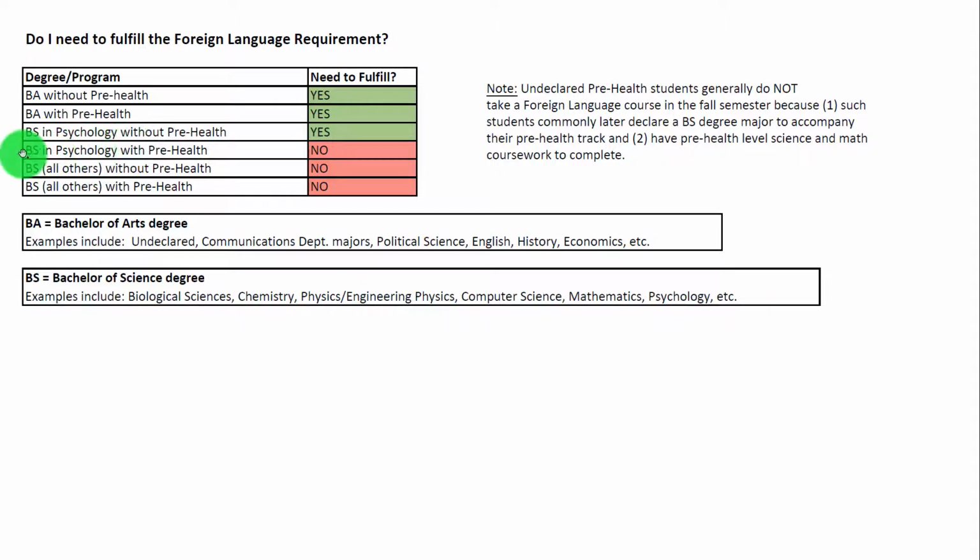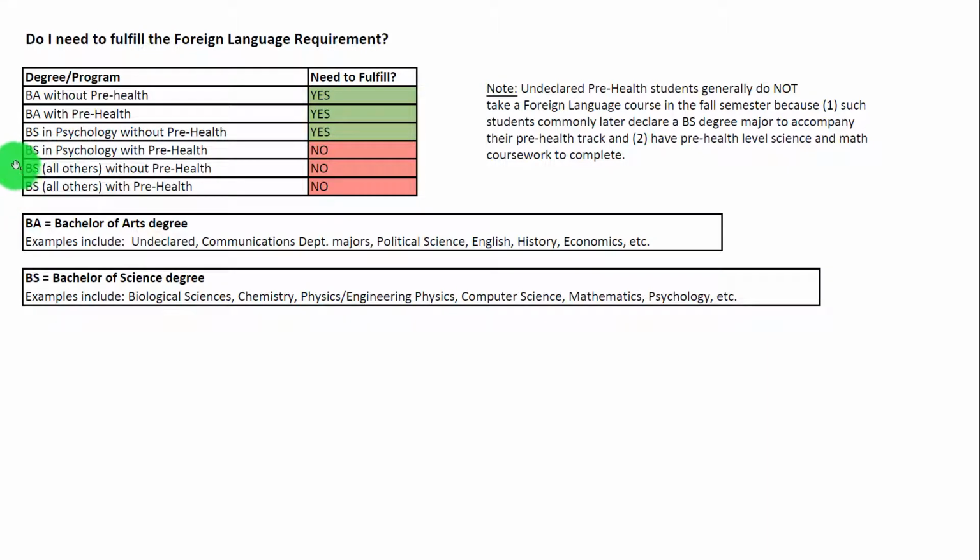BS in psychology with no pre-health, yes, you need to fulfill. Now there's one little wrinkle here. If you are coming in as a BS in psychology and you are also pre-health, then that negates the need to fulfill the language requirement. But if you decide to not be pre-health or you decide to switch back and forth, then you would become subject to the language requirement, depending on your pre-health status.